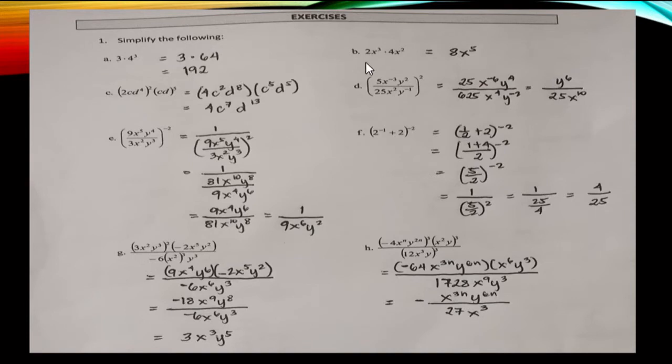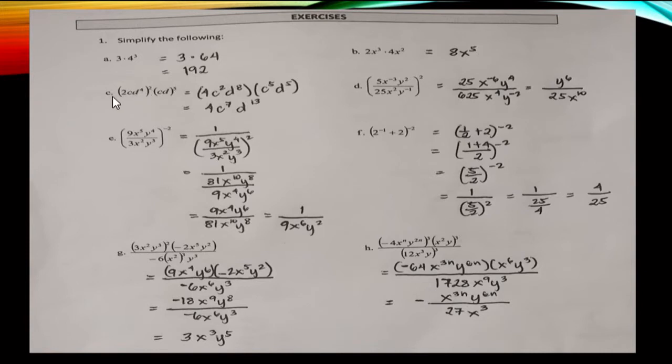Next, 2x cubed times 4x squared. We multiply first the numerical coefficients. So 2 times 4, that is 8. Then x cubed times x squared. We will just add the exponents. So 3 plus 2 is 5. So that is x to the power of 5 according to our exponential law. So the answer is 8x to the power of 5.